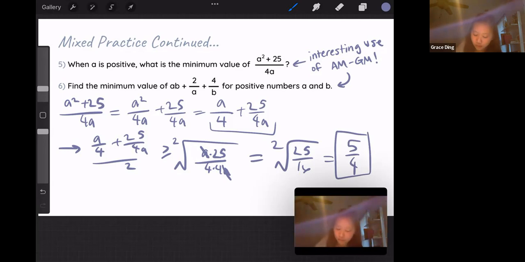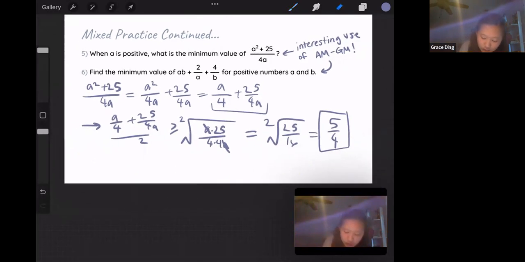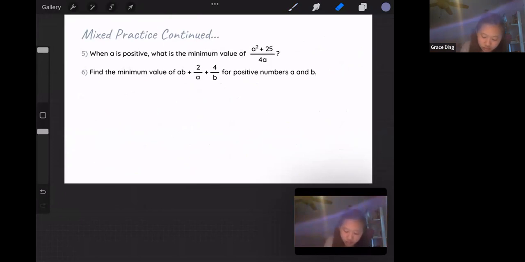Okay. Now I'll do the second one. So find the minimum value of AB plus 2 over A plus 4 over B. So this one is honestly just AM-GM. You don't even have to split anything up.